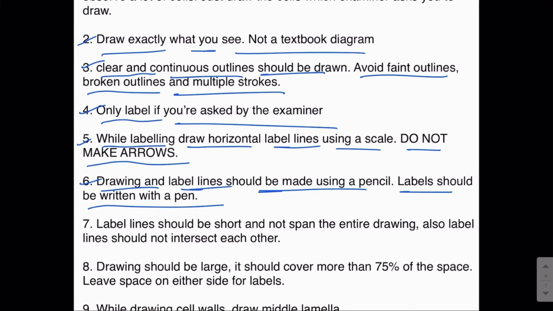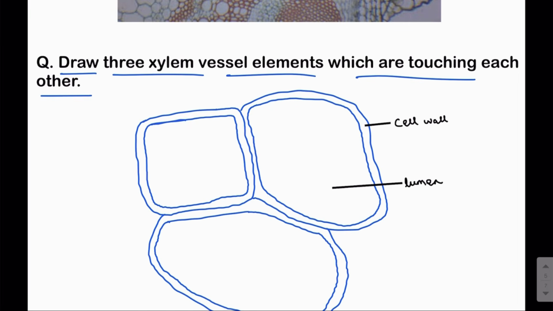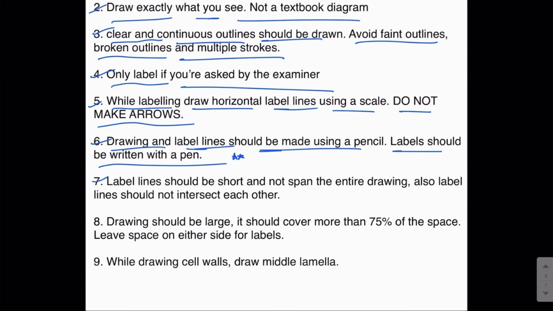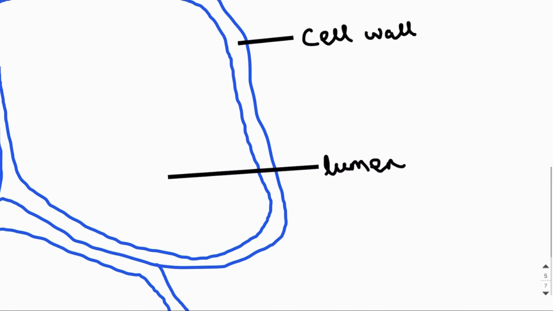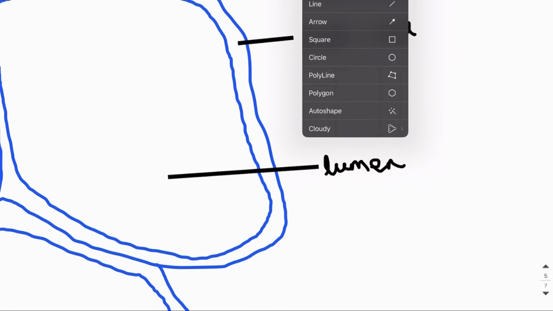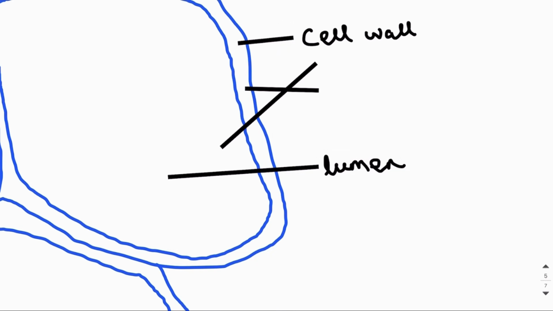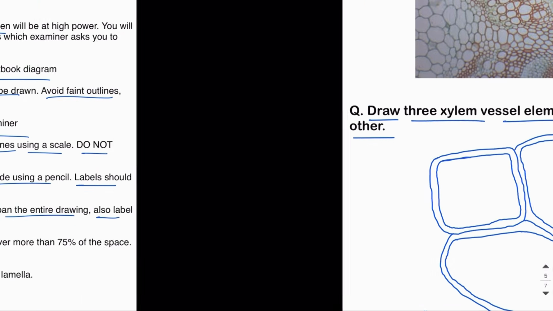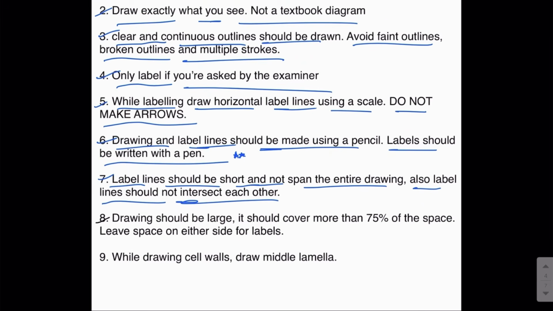So, guys, this is an important point. You need to draw your drawing using the pencil. You have to draw the label lines using the pencil as well. But when you put the label, it should be done with the pen. Right. Label lines should be short and not span the entire drawing. This is what I already discussed a while ago. Also, label lines should not intersect with each other. You need to be careful that when you are labeling, for example, the cell wall and the lumen, these label lines should not intersect each other. This is wrong.